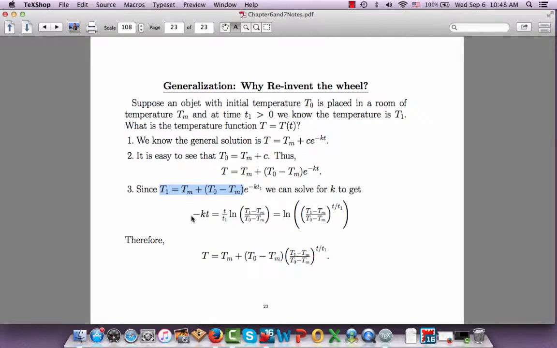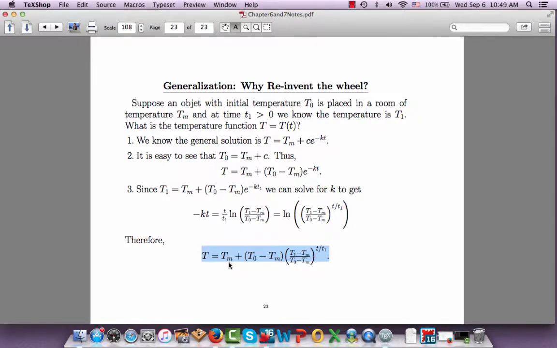So solving for negative kt, we just get negative kt is this quantity here, t over t sub 1, so t is a variable, t sub 1 is some number we know, times the logarithm of this number that we know. Now just using properties of logarithms, this t over t sub 1 can be brought up as a power on the input of the logarithm. So that's how I write it here on the right side. So negative kt is just this logarithm. So e to the negative kt is just the stuff inside of the logarithm. And that gives us our general solution that we see here.